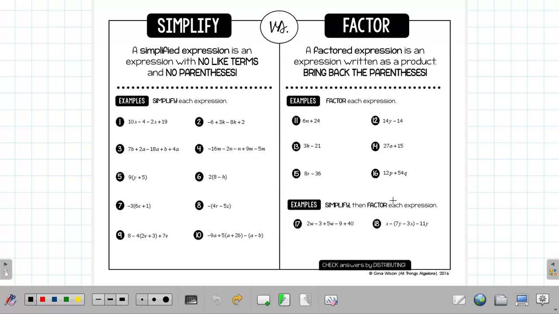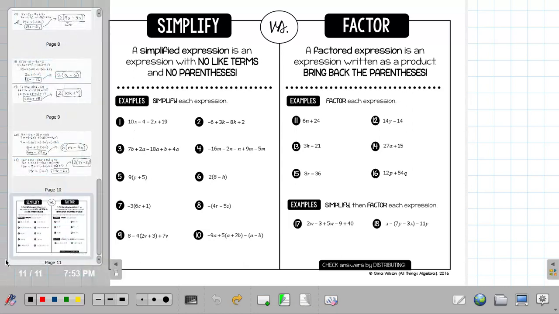And then the last two here are basically the ones like we just did a second ago, which is simplify and factor, or simplify then factor each expression. So like I said, I would pause the video here, practice with this, work all these out, and then once again, we'll check our answers. So once again, pause if you want to do this, and then come back to the video, and we're going to go over these right now, okay?